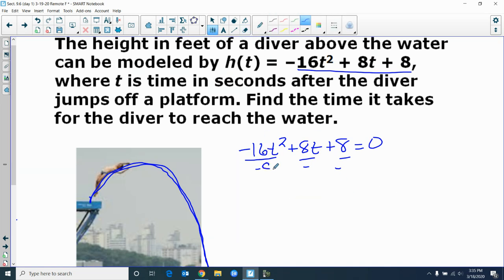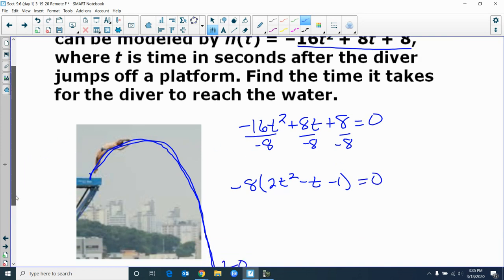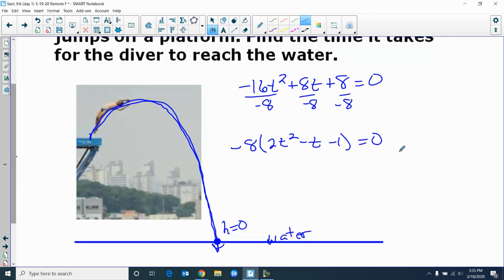Okay, that's going to be negative 8, negative 8, negative 8. So put a negative 8 out in front. That gives me 2t squared minus t minus 1 equals 0. That negative 8 is part of what we have, but I don't need to worry about it.